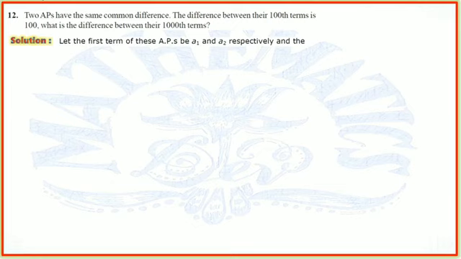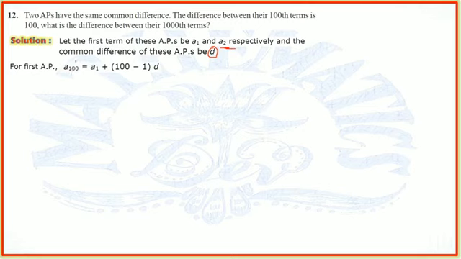A1 is the first term of the first AP and A2 is the first term of the second AP. As it is given that the common difference is the same, let us have D for both the APs. Now for the first AP, the 100th term is A1 plus (n minus 1) into D, that is 100 minus 1 into D, which is equal to A1 plus 99D.